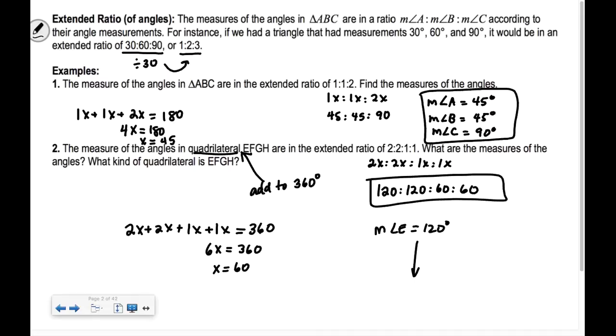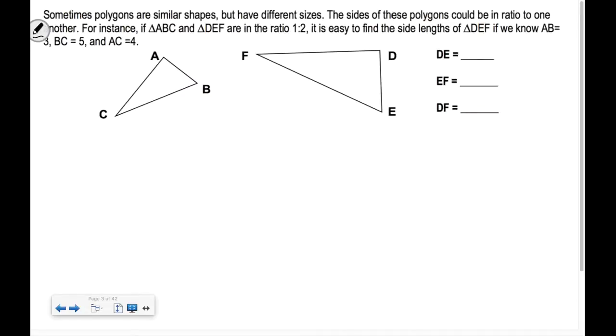So you just put an x because you've reduced it down by some kind of factor. All right, so it says sometimes polygons are similar shapes, but they have different sizes. It's basically like if you could put them right on top of each other, but then one's just scaled smaller, okay? The sides of the polygons could be in a ratio of one to another. So for instance, ABC and DEF are in the ratio of 1 to 2. So think about what that means. If it's in the ratio of 1 to 2, yeah, it's twice as big. Now, does that work for sides and angles, or just sides, or just angles? What do we think? Just sides, right? Because the angles can't be in the ratio of 1 to 2, otherwise it would add up to be 360. That doesn't make any sense, right? So just the sides are going to be in that ratio.